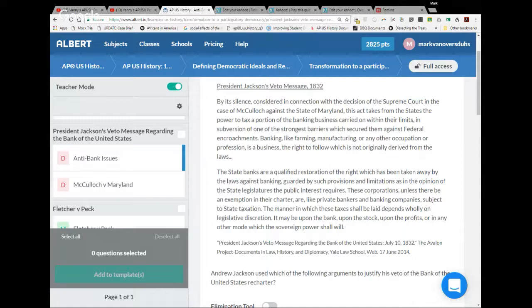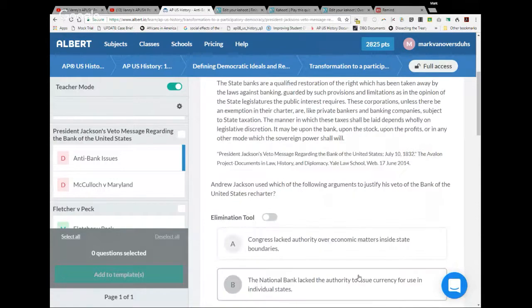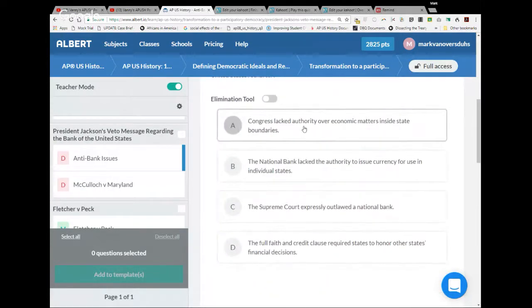So Andrew Jackson's using a really tricky legal maneuver here. States have the right to tax any private institution operating within its borders. But the McCulloch decision said that the bank couldn't be taxed. Therefore, the bank can't exist because the recharter would allow for it to exist without being taxed under a Supreme Court decision. So, "Congress lacks authority over economic matters inside state boundaries" is true.